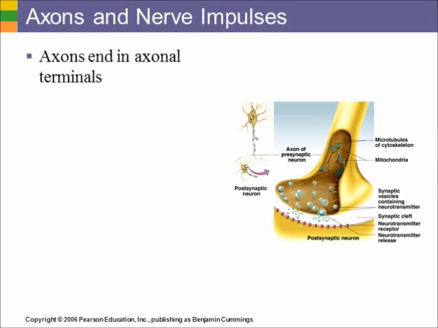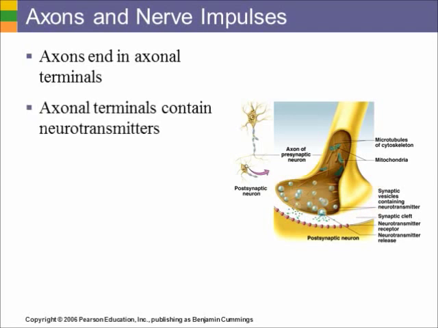Now, axons will end in what we call an axonal terminal. This is an enlargement over here of the end of an axon. The axon right here bulges out into the axonal terminal. This axonal terminal is filled up with little tiny vesicles that contain neurotransmitters. Those vesicles that have the neurotransmitter are actually made in the cell body, and they're carried down the axon to their end point, those axonal terminals.